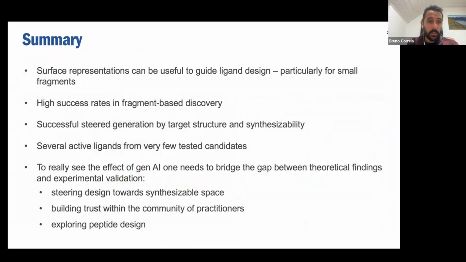Okay, and so with this, a few summary points for you. Maybe I will just show you that the two key points are that using the surface representations, we can have high success rates in fragment-based ligand discovery. And for the novel ligand generation, we very quickly generated several active ligands from very few tested candidates. This said, there are still a number of important gaps that we need to fill, particularly synthesizability, which is very important.